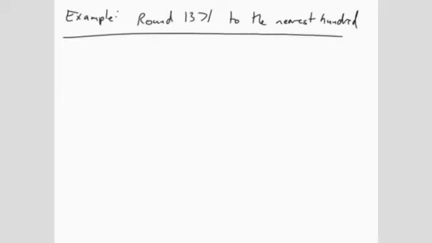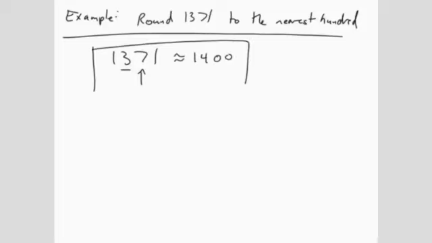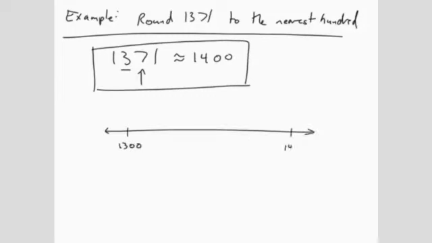Example, round 1,371 to the nearest 100. We will draw a line under the hundreds place and put an arrow under the digit to its right. Since that digit is a 7, we'll round up to the next 100, so that this is approximately equal to 1,400. Once again, if we think about the picture, 1,371 is closer to 1,400 than it is to 1,300.